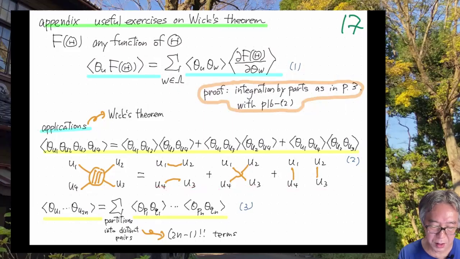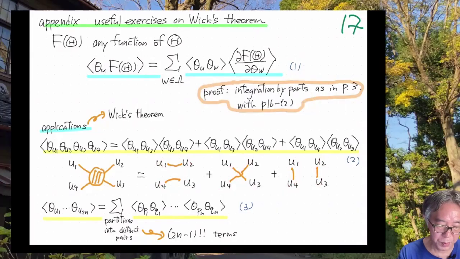And this thing is you just have correlation between U1, U2, and U3, U4. Here, U1, U3, and U1, U4. Okay, so you can regard this as a partition into distinct pairs. Okay, so these are pairs, these are pairs, these are pairs. So you are summing over three different partitions of these 4 points. Okay, and you can easily generalize this.